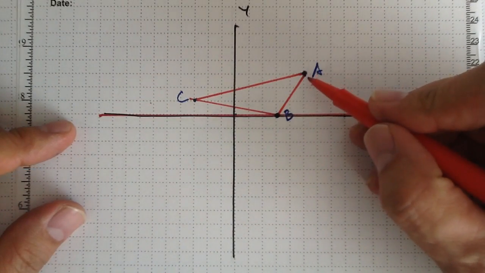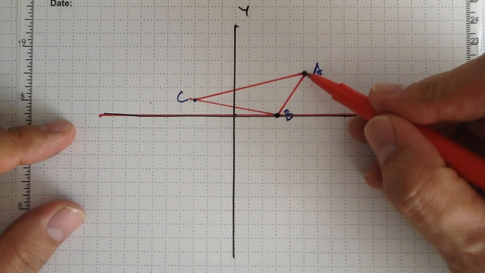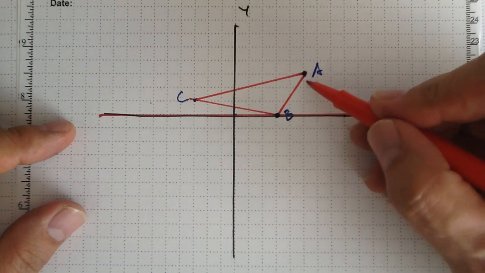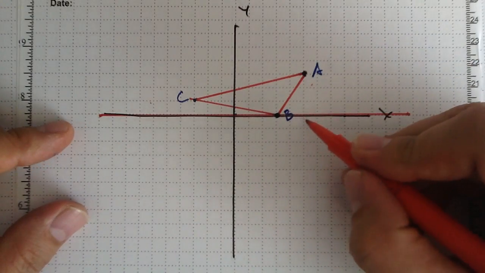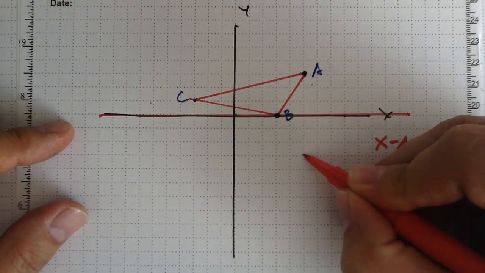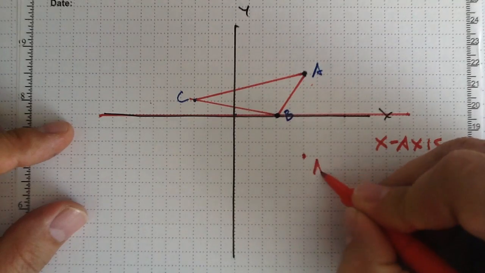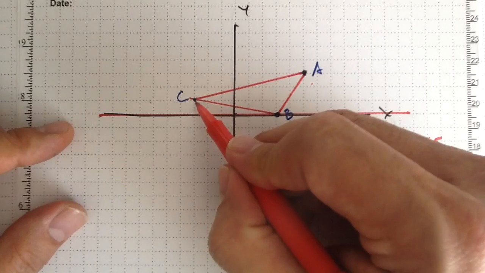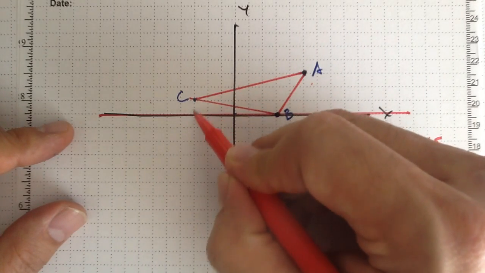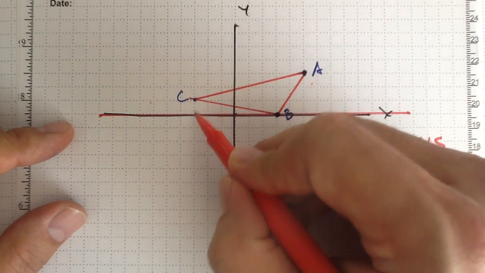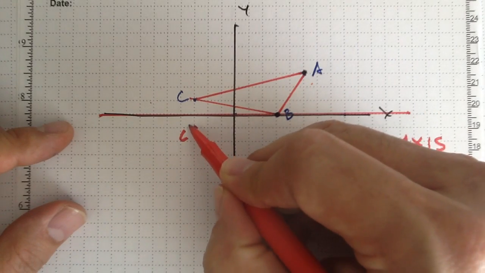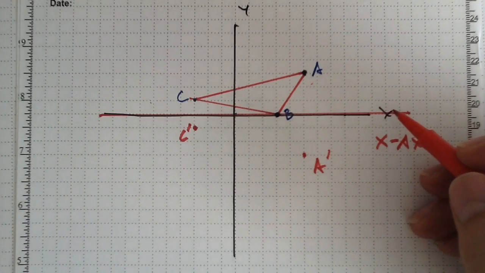So if I want to reflect A, basically I want to go down to the line of reflection, and then go that many spaces, 1, 2, 3 spaces, in the opposite direction. And so we would call this A prime. If I do it with C, notice how C is 1 unit above the line of reflection, so I want to go 1 unit below the line of reflection, and that's going to be C prime.